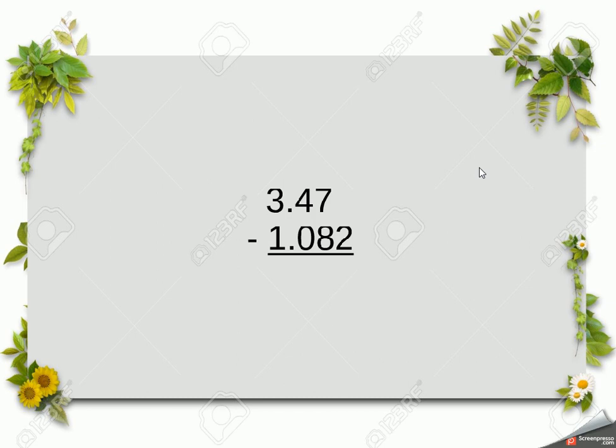Here we've got 3.47 and we're taking away 1.082. Notice how the top number has only got 2 decimal places and the bottom number has got 3 decimal places. So, well, what do we do in this situation? Well, actually, past the 7, there are an infinite number of invisible zeros. So the first thing we do is we make the 0 visible, so that now, if you look, they've both got the same number of figures.